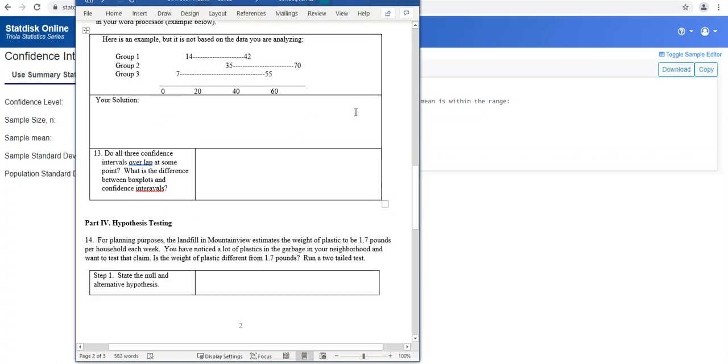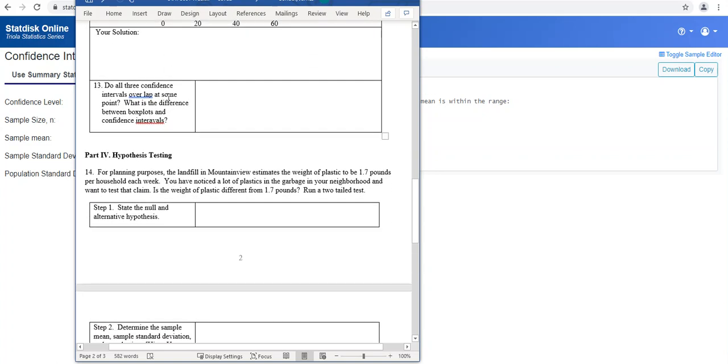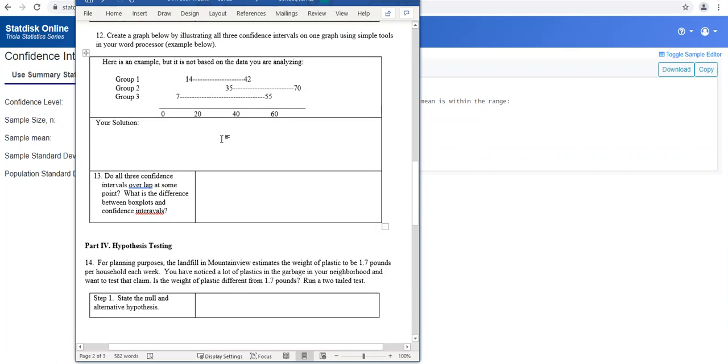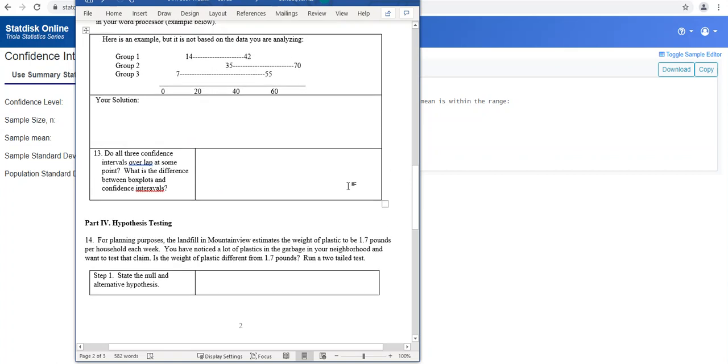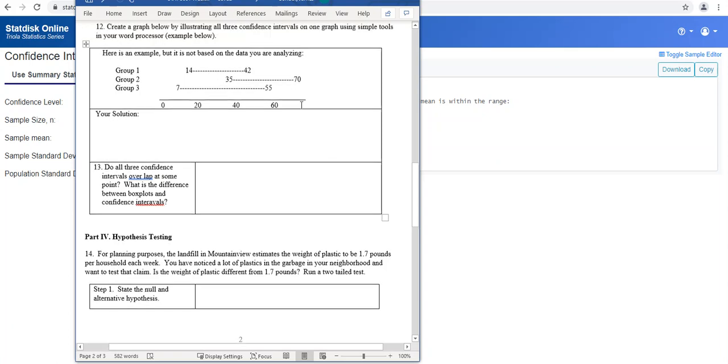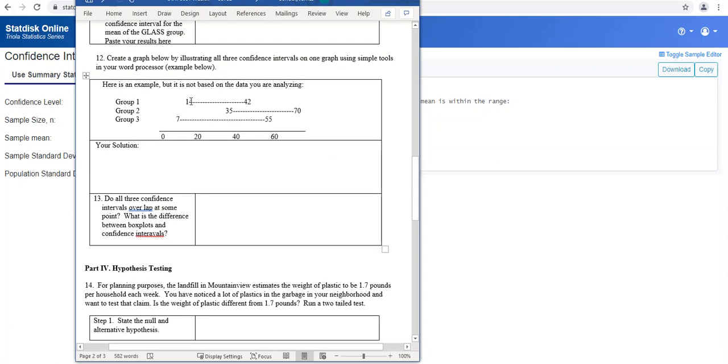Okay, so you can get that in, and then I asked the question about, do they overlap? What's the difference between confidence intervals and box plots? I mean, box plots, they're showing you the whole distribution of all the data. That's not what this is doing. This is not showing you, oh, there's all my data values. They range from 14 to 42. No, that's what a box plot does. Shows your minimum and maximum and your median and your interquartile range with the box.